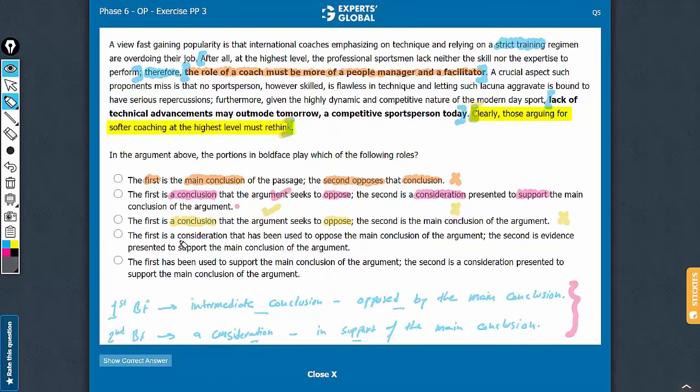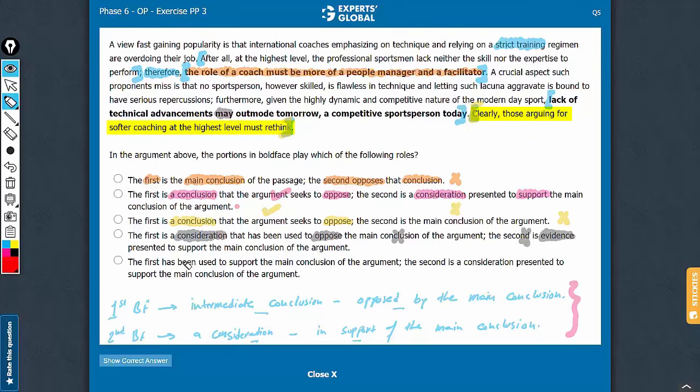Look at choice D. First is not a consideration as such. It is an intermediate conclusion, and it has not been used to oppose the main conclusion of the argument. Yes, the argument opposes the first boldface, but the role of the first boldface is not to oppose the main conclusion of the argument. It is just an intermediate conclusion. So this is not right. And then it says the second is evidence. It is not entirely correct to call it an evidence. You see, this says that lack of something may outmode tomorrow. So this is a prediction. A prediction cannot be an evidence, so even this part is incorrect.